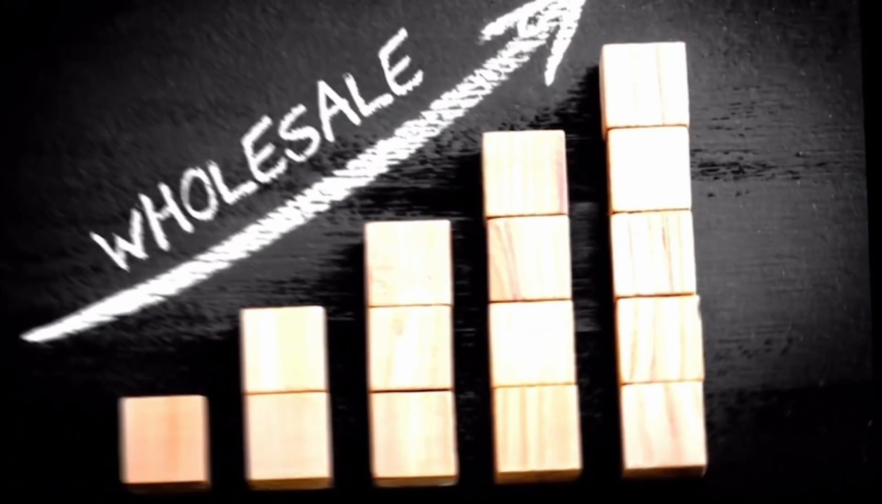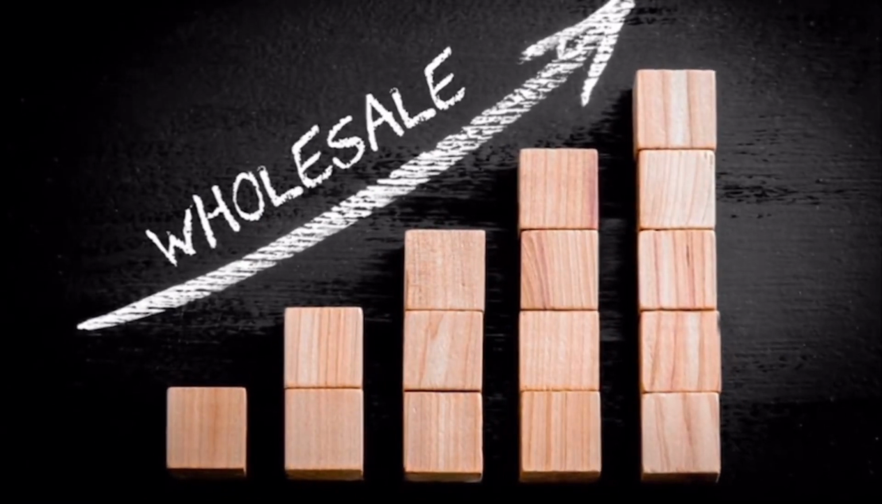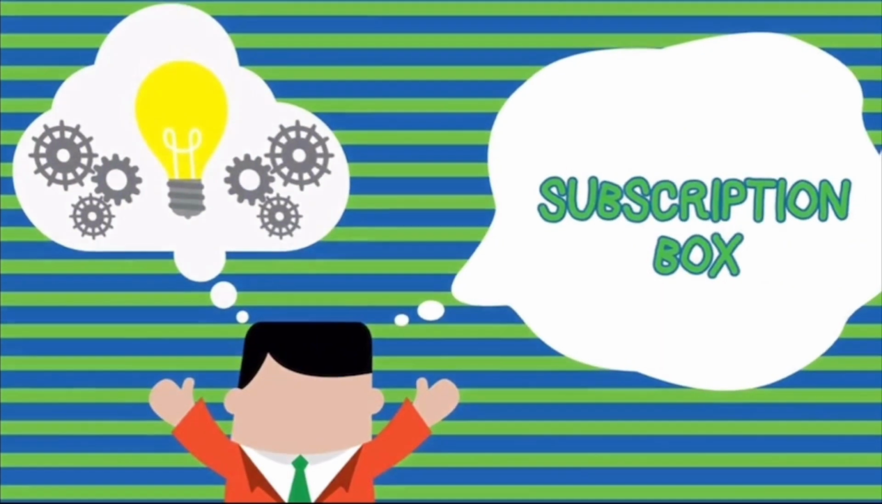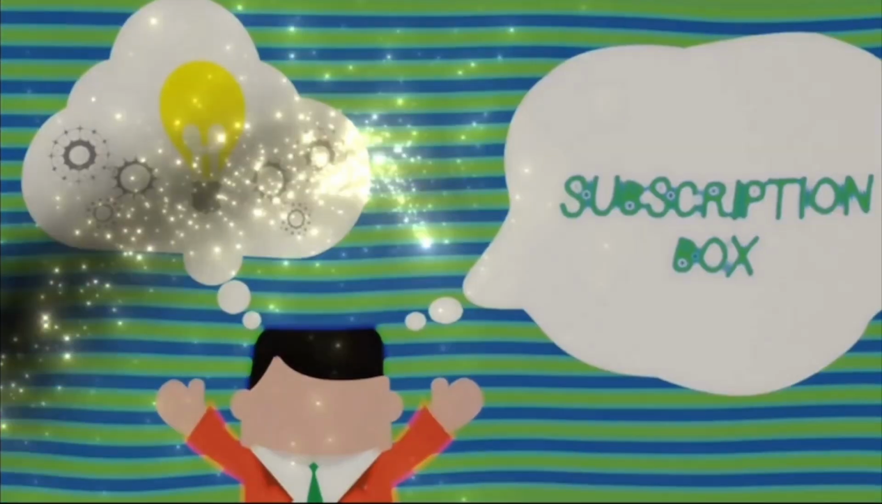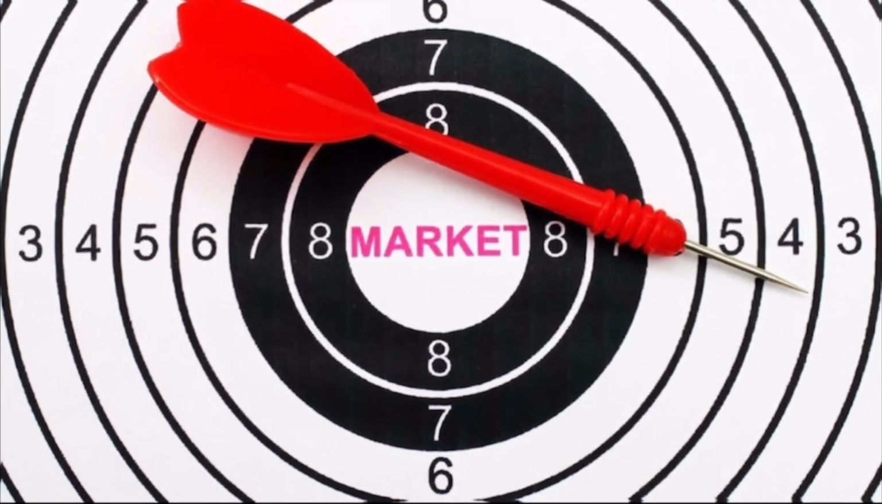4. For wholesale purchases, buy products in bulk at a discount and resell them for a profit. 5. Subscription boxes. Create subscription box services using CJ's products for recurring revenue. Remember to consider market trends and your target audience when choosing a strategy.